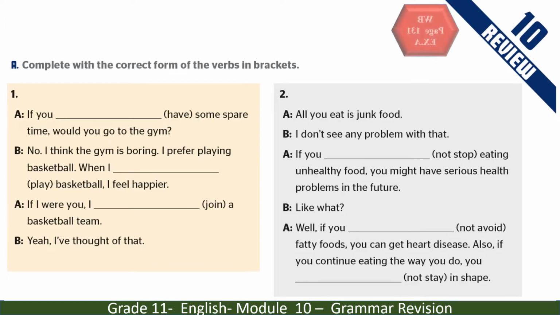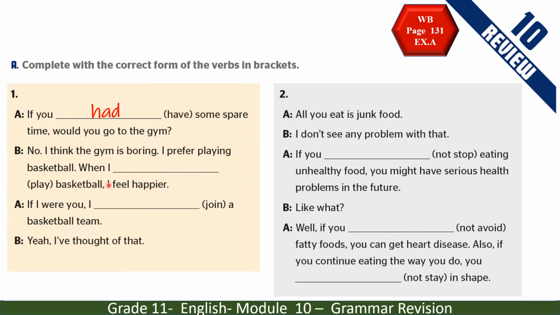Now, open your workbooks, page 131, exercise A. This exercise is about conditionals 0, 1, and 2. Pause the video, take your time to answer the questions, and come back to check your answers. Number 1, we have if here and would. So this is second conditional, so have becomes had.